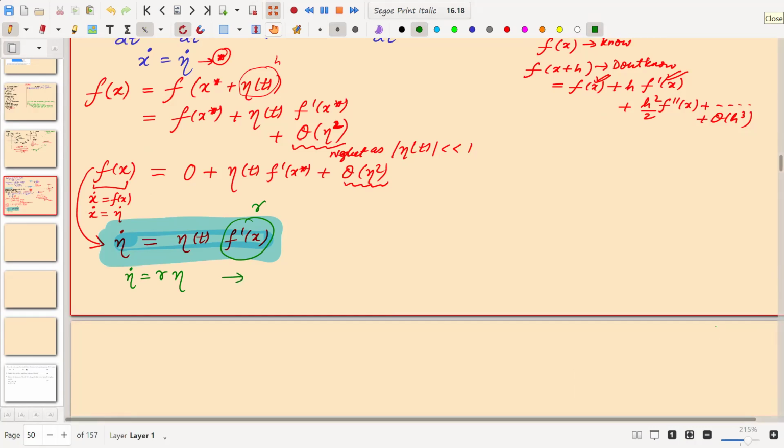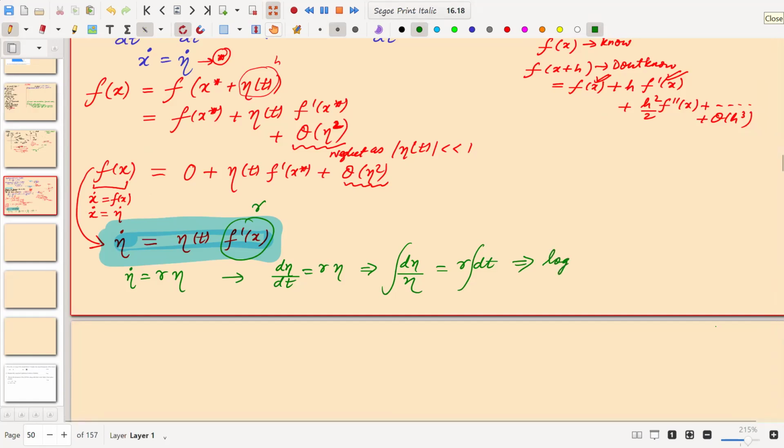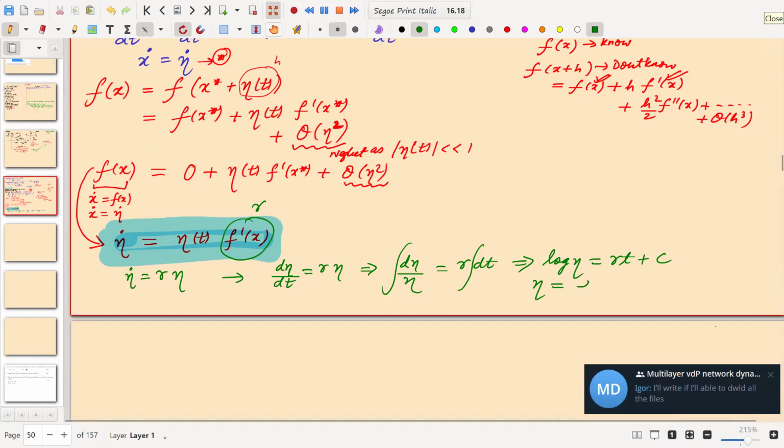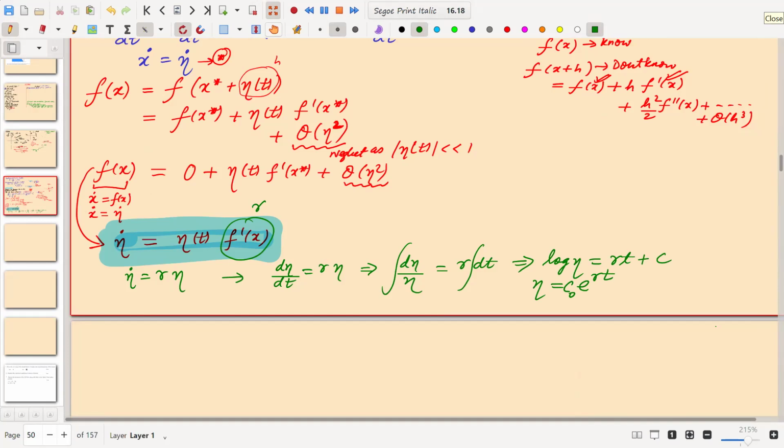If you remember your class 12th, this is d eta by dt equals r eta, right? So what you have, d eta by eta equals r dt, right? Then you integrate on both sides, isn't it? So what you will get, the integral of d eta by eta is nothing but log eta. This is r into t plus some constant c, integration constant, right? So from here, what you get, eta equals e to the power rt times some constant c naught, right? Do you agree? Agree, right? So what does it tell?